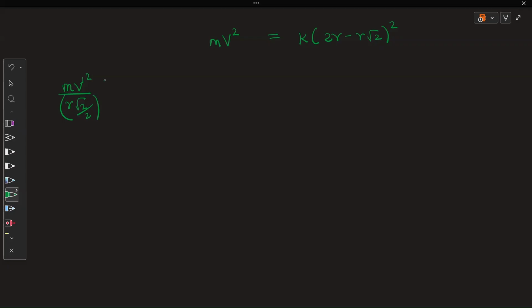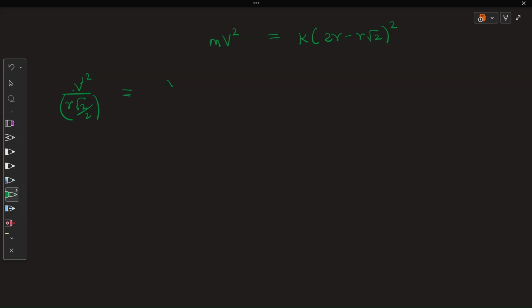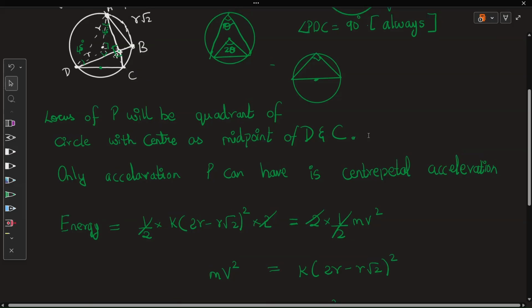This is what we want. This is the centripetal force. The acceleration is given by v dash square divided by r by root 2. So v dash square is nothing but v square by 2, so v square divided by r root 2. This is the final answer we want. And what is v square? k into (2r minus r root 2) the whole square by m, so the answer is k into (2r minus r root 2) the whole square by mr into root 2. This is the final answer.